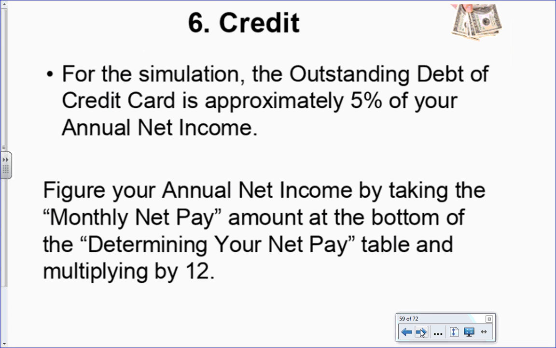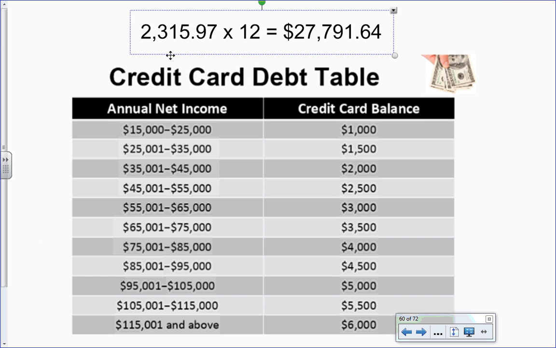Credit. For the simulation, the outstanding debt of a credit card is approximately 5% of your annual net. Figure out your annual net income by taking the monthly net pay, the amount at the bottom of the determining your net pay table, and multiply it by 12. So mine, remember, was $2,013.97. I'm going to multiply it by 12. So my net pay is $27,791.64 for a year.